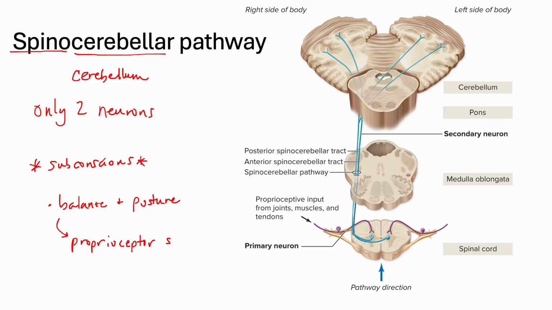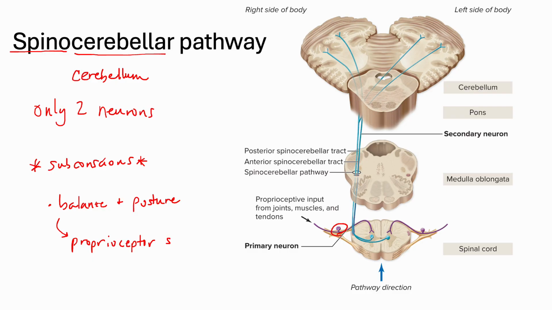Now, the primary neuron is still going to have its cell body, right, in the dorsal root ganglia, because that's how all of our sensory neurons have their cell bodies there. So proprioceptive information from our joints, right? This is somatic. So it's from our joints, our muscles, our tendons, if there's a stretch, right, where the position is. So these are going to synapse in the spinal cord, okay?